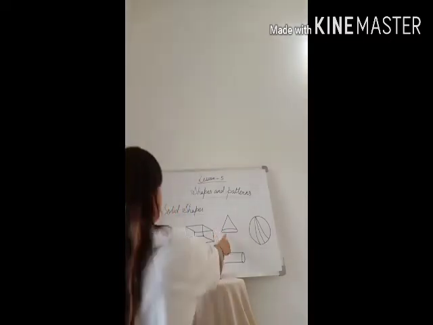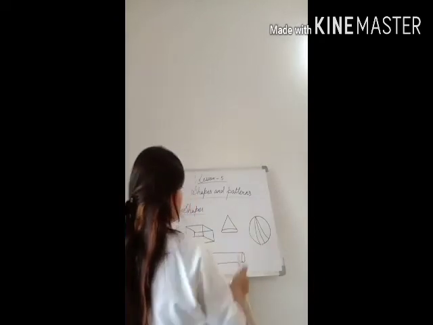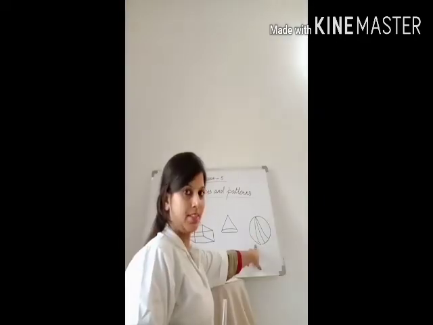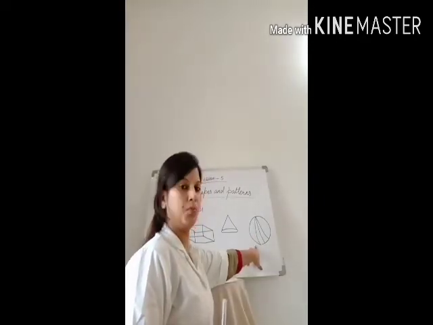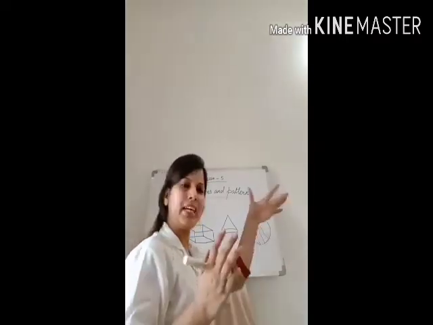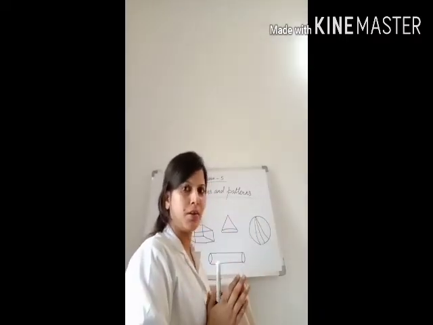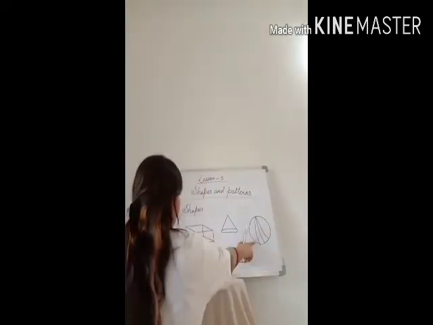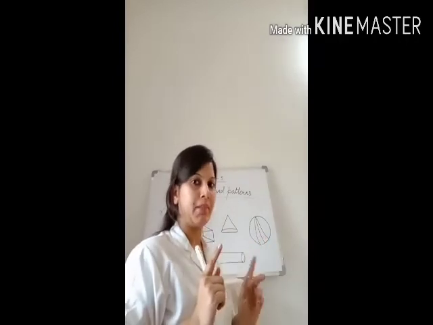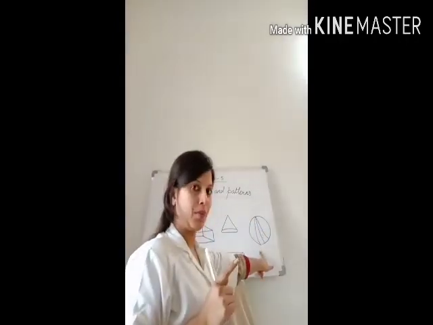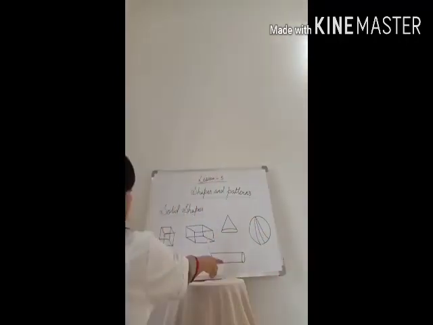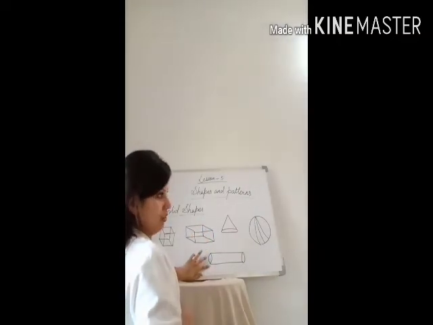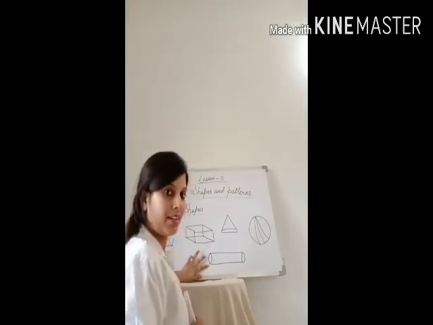Okay, so next is a sphere. You can see many things around us that are in sphere shape, such as a ball and many other things. That is a sphere. Okay. The next is cylinder. In a cylinder, you can see many things around us. Glass. You see a glass?